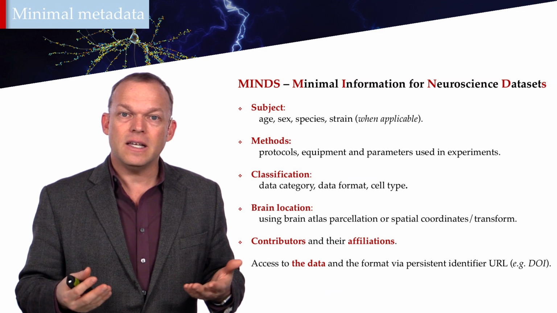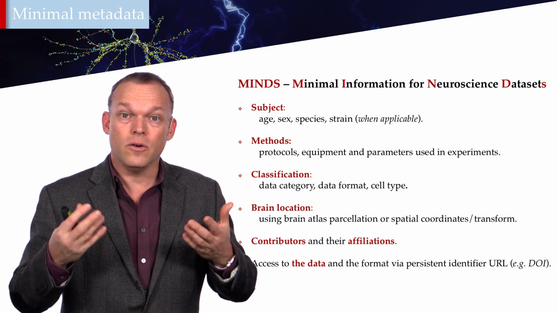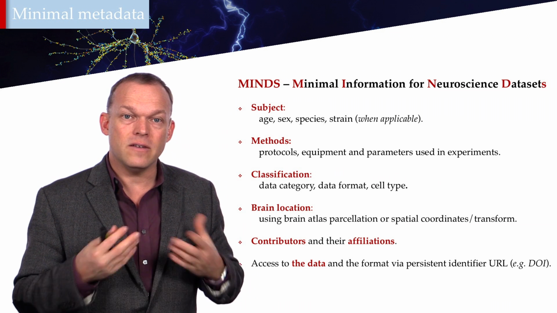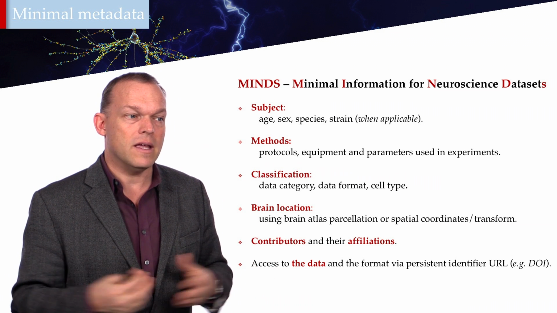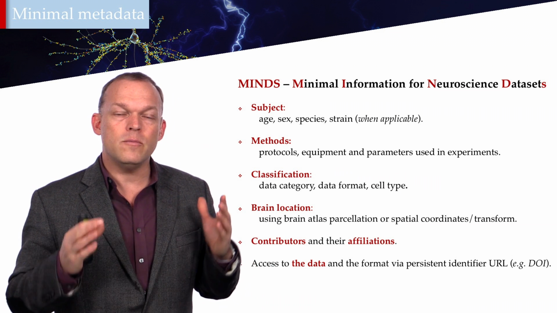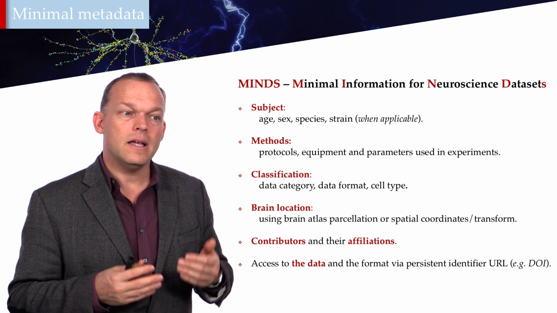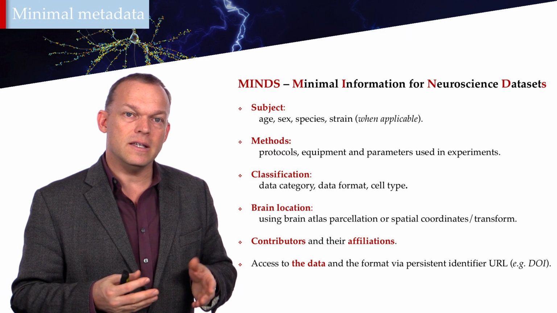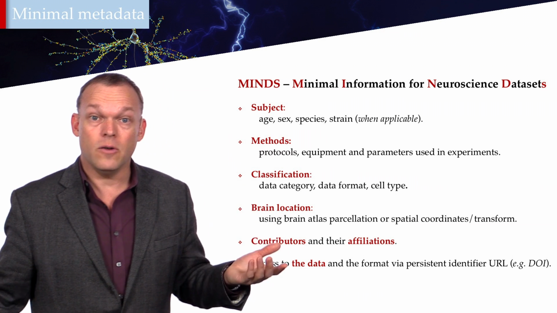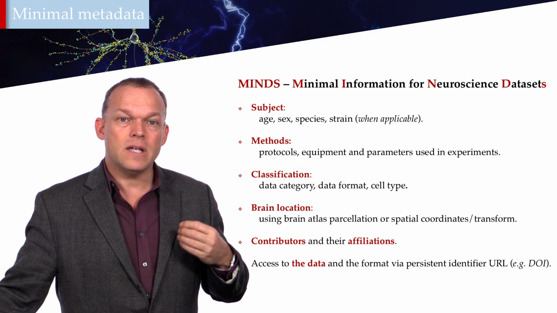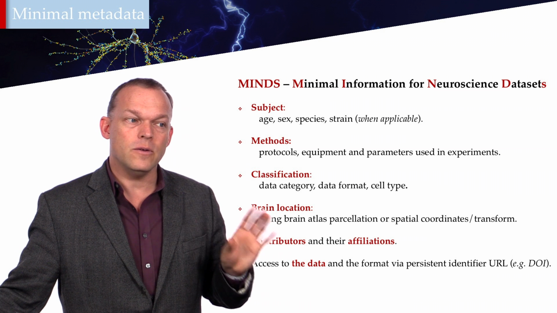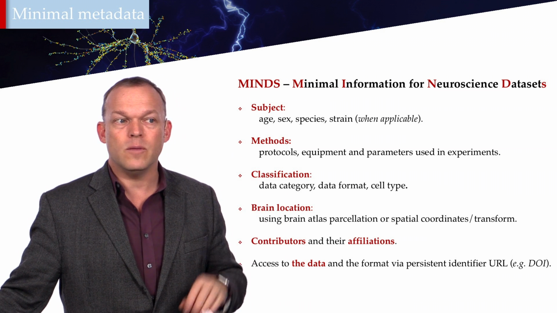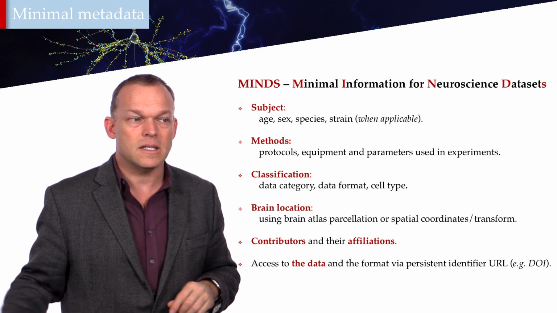And ideally, identify those contributors by something like an ORCID, a standard identifier for authors, so that they can get credit for making their data available. And then, importantly, a URL or a persistent identifier, and this is something like a DOI, that allows you to actually go online and directly access the raw data. So that URL is a key part of the Minimal Information for Neuroscience Data Sets.